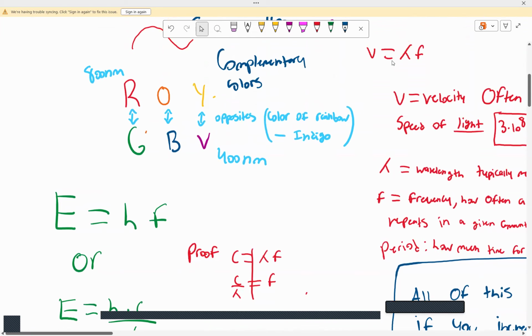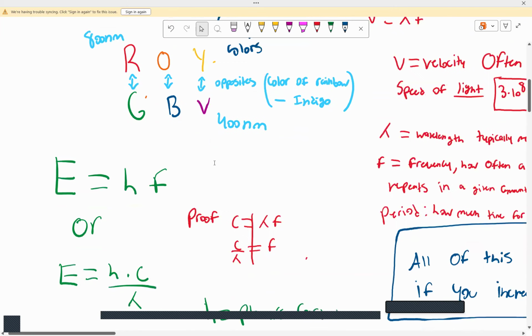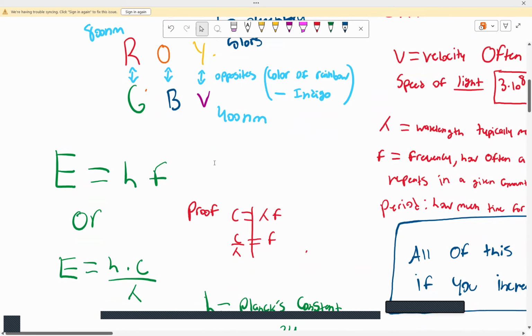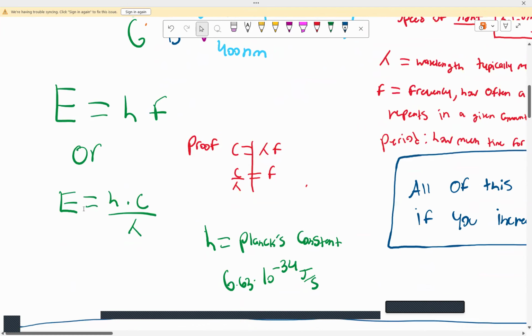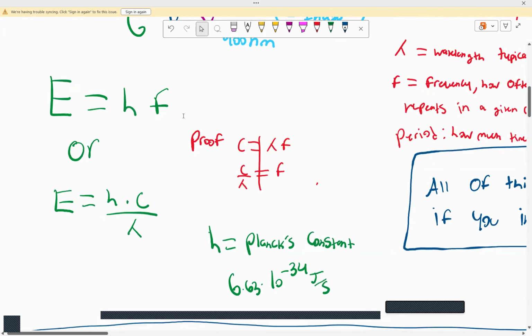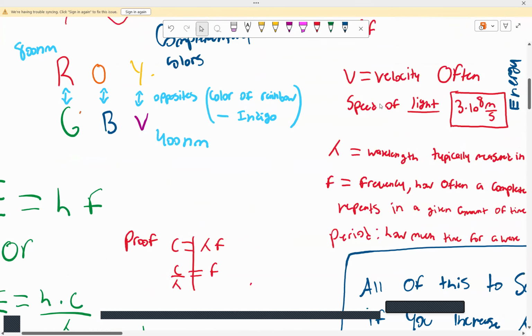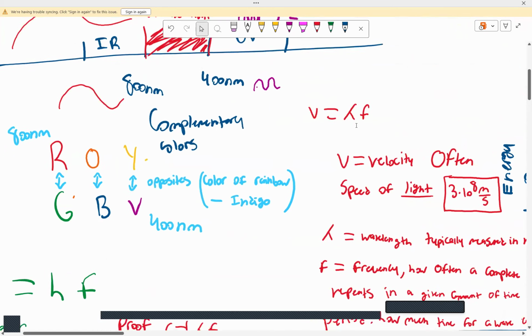So v equals lambda times frequency, and E equals h, Planck's constant, times frequency. And then we also have E equals Planck's constant times c, the speed of light or velocity, over lambda. Here I have the proof, where you're just plugging and chugging for frequency. You're going to solve for frequency using the equation up here, v equals lambda times frequency.